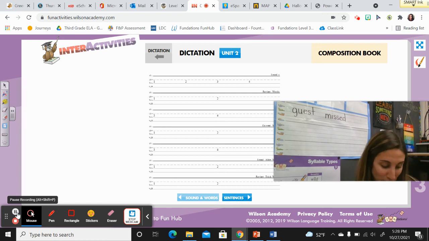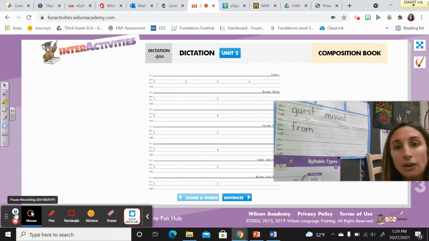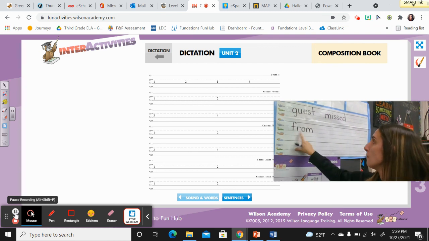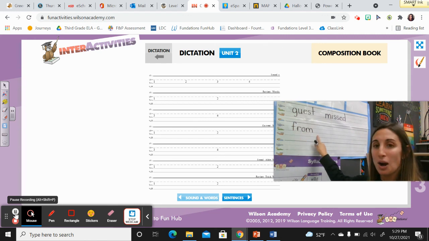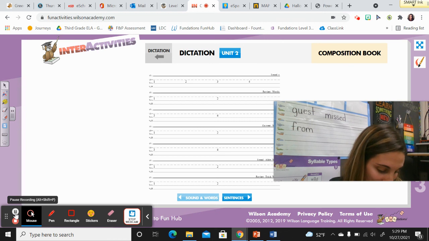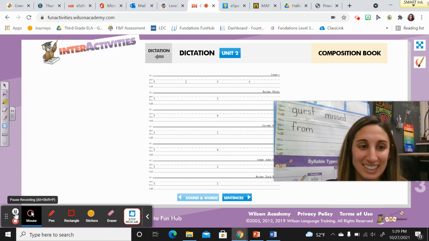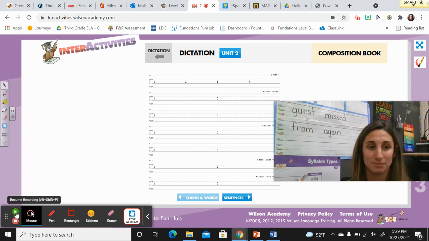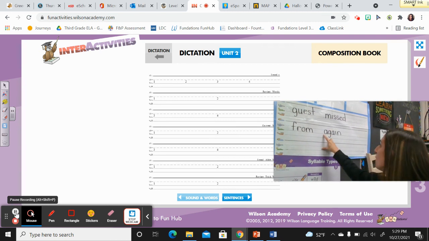All right, so the first trick word I want you to write is the word from. Say it. From. The student was from Mexico. From. Pause it and write it. Okay, check behind me. How'd you do? From. F-R-O-M. From. Okay, go to number 2. The last trick word I want you to write is again. Say it. Again. Pause the video and try. Okay, how did you do? Again.